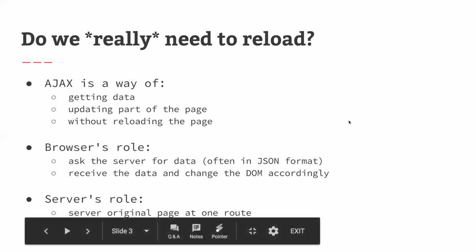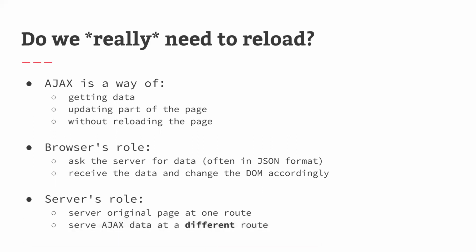Okay, and then the server's role is to first serve the original page, for the route. And then it also is going to serve Ajax data, and that's going to be for a different route. So when I ask for the page, that's going to be a certain route. And when I ask for the Ajax data, that's going to be an entirely different route. And that second route's sole purpose is going to be to serve Ajax. That second route is never going to serve HTML on an actual page.